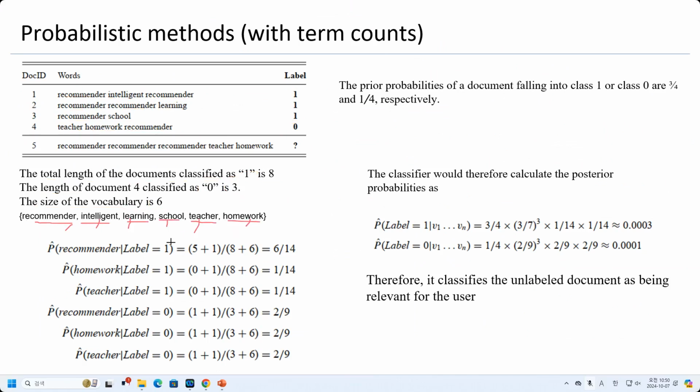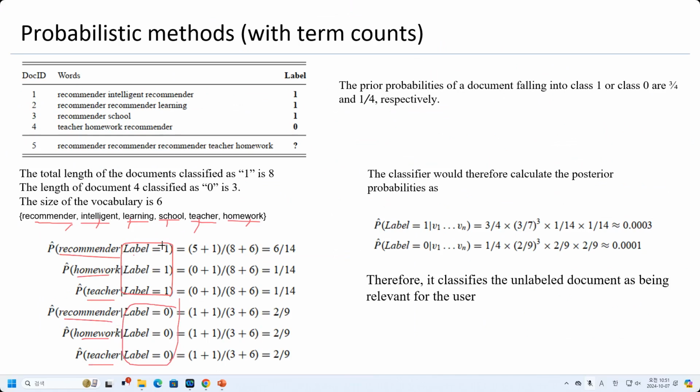Now I need to calculate, given the label 1, what is the probability when the word is recommender? What is the probability when the word is homework? And what is the probability when the word is teacher? Given the label is 0, what is the probability where the word is recommender, where the word is homework, and where the word is teacher?